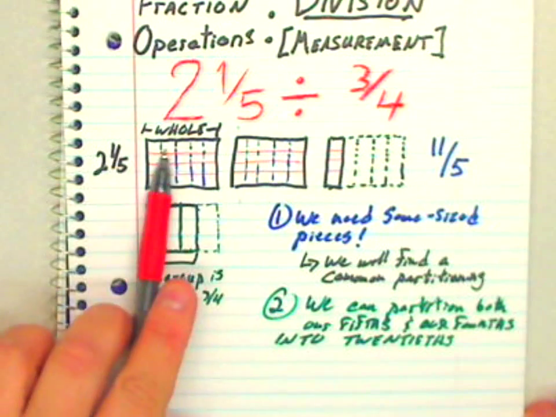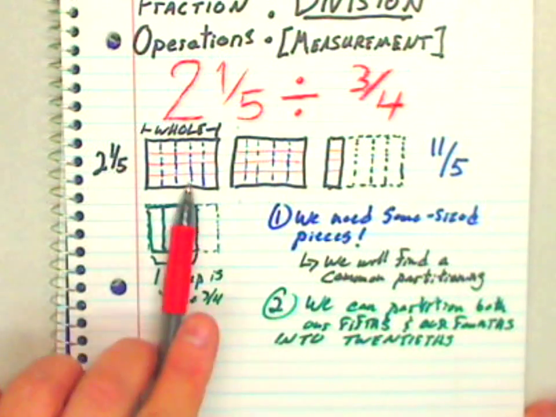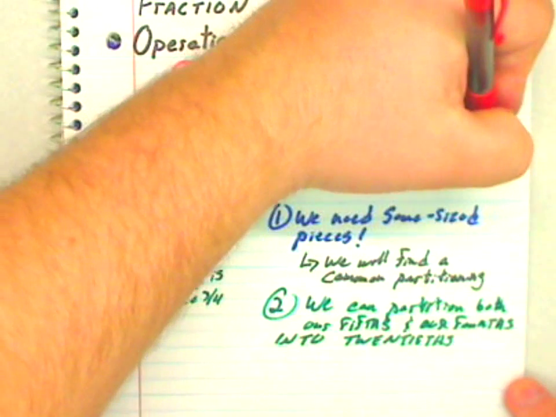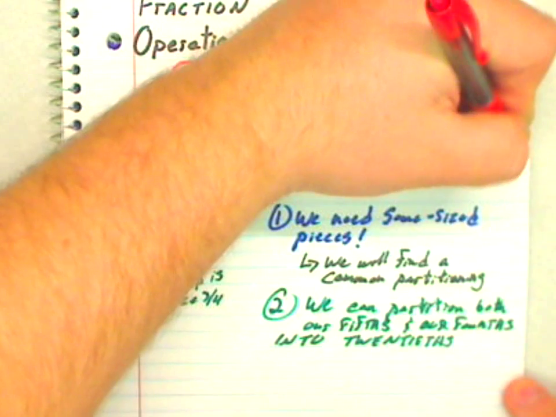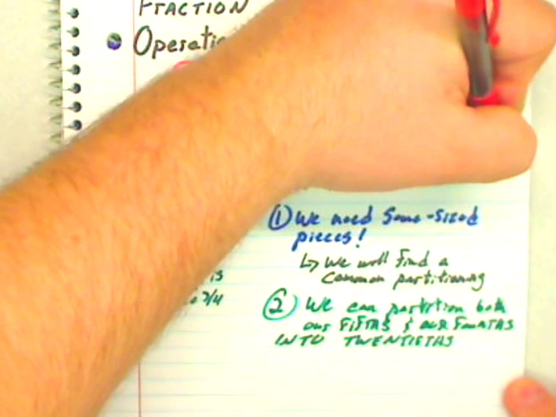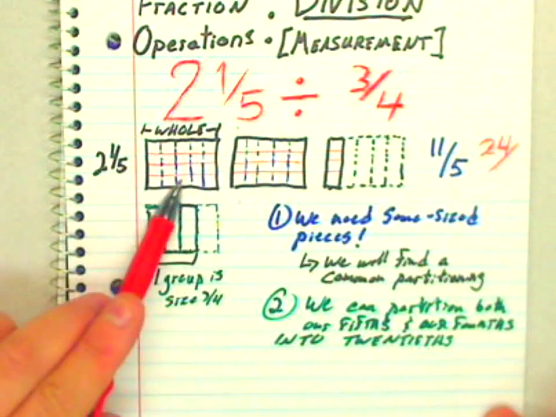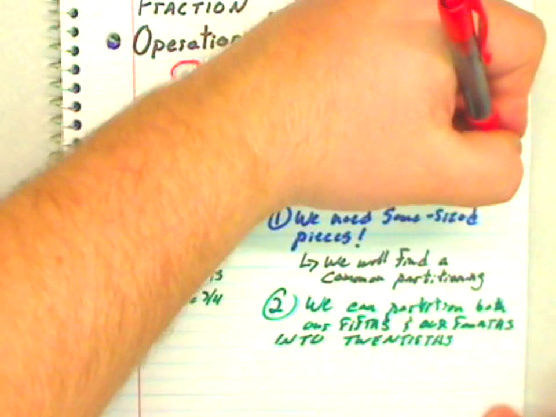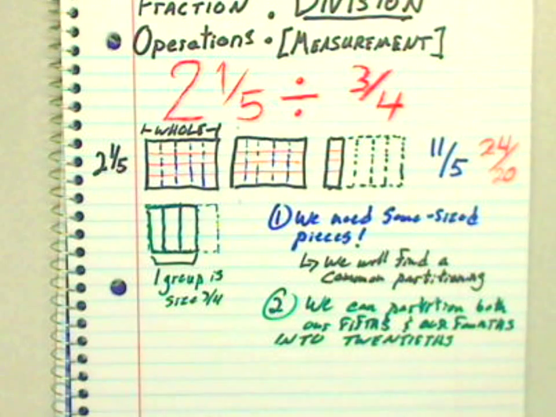So now I have 20 here, 20 here, and then 1, 2, 3, 4 here. So I end up with 24 pieces. And how big are they? Well, here's our whole. How many pieces does it take to make a whole? It takes 20 of them. So these are 20ths, 20th size pieces. Okay, I have 24 pieces, and it takes 20 to make a whole.